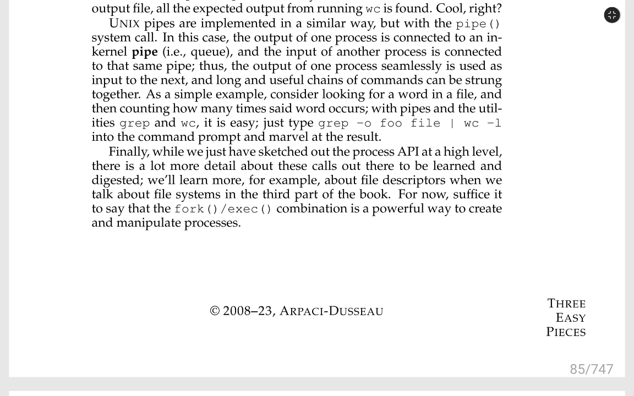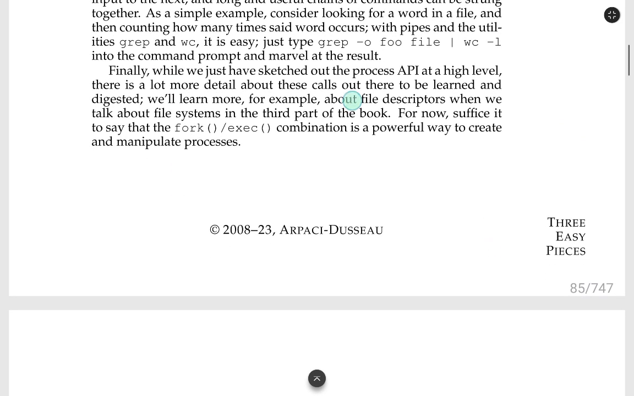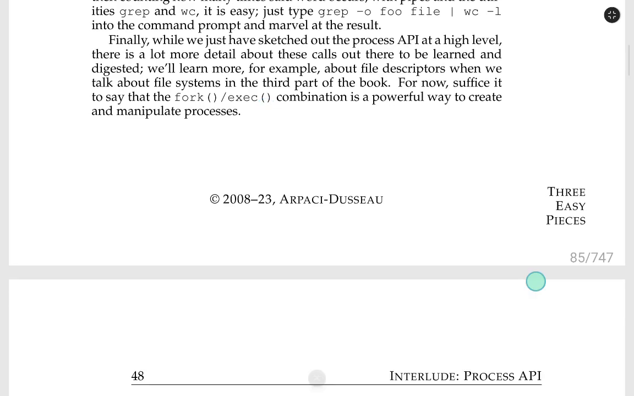Finally, we've just sketched out the process API at a high level. There are a lot more details about these calls out there, to be learned and digested. We will learn more, for example, about file descriptors when we talk about the file system in the third part of the book. For now, suffice it to say that the fork and exec combination is a powerful way to create and manipulate processes.